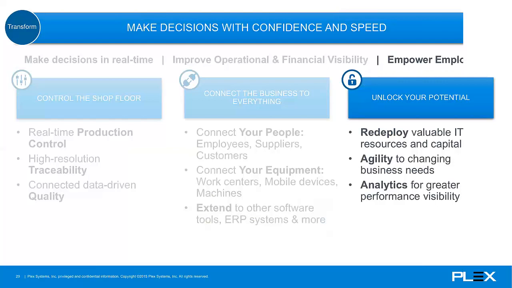Finally, let's dive into the third key component, centered around empowering your employees. Empowerment begins with the ability to focus on what's important, allowing key resources to support agility within the business through visibility on how the enterprise is performing.